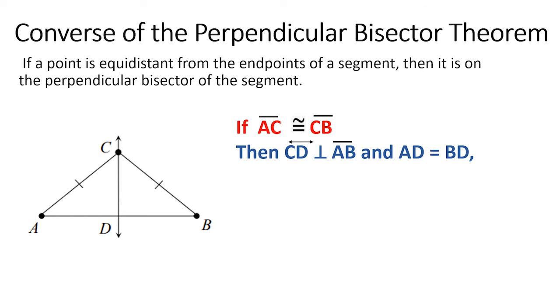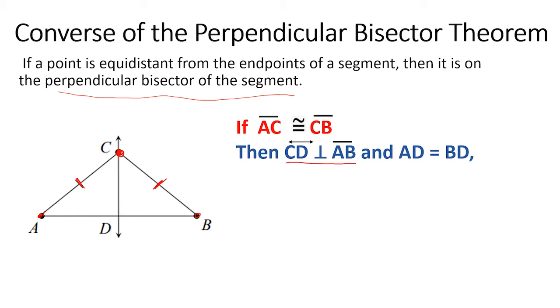So now we have the converse of the perpendicular bisector theorem. That states that if a point is equidistant from the endpoints of a segment, so we see here that C is equidistant from the endpoints AB because we have these congruence marks here, then it is on the perpendicular bisector of the segment. So if AC is congruent to CB, then CD is perpendicular to AB.